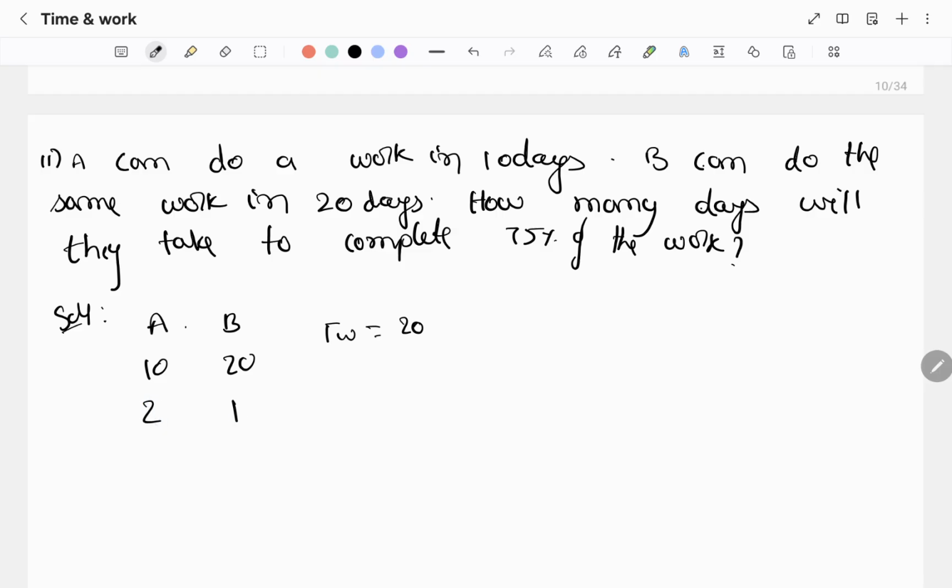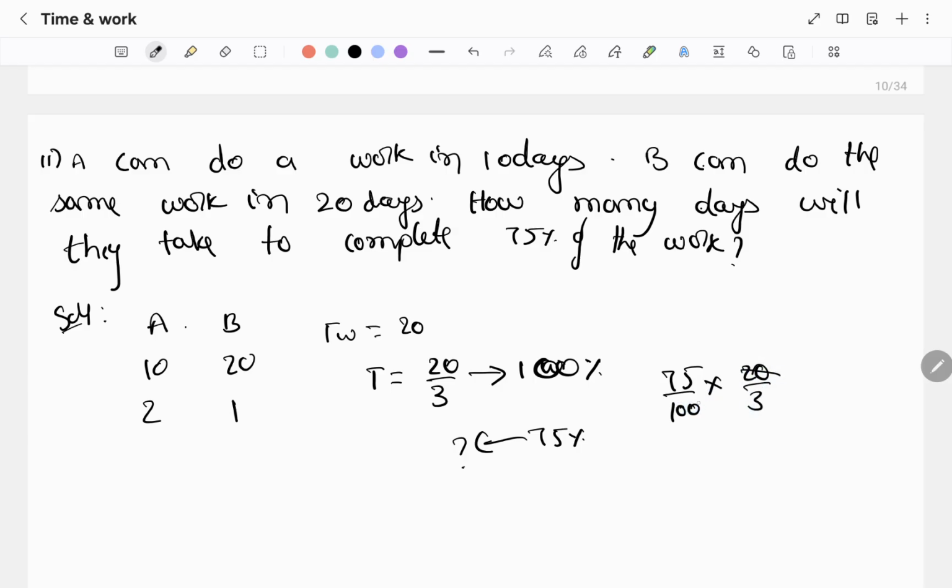So B can do the same work in 20 days. How many days will they take to complete 75%? Time taken to complete the whole work is 20 by 3. This is one work, meaning 100% of the work. Then they are asking to complete 75% of the work, it takes how many days? So 75 by 100 into 20 by 3. 20 ones are 20, 5 3s are 15, 15 5s. 5 days. Now it can be done in another way also.